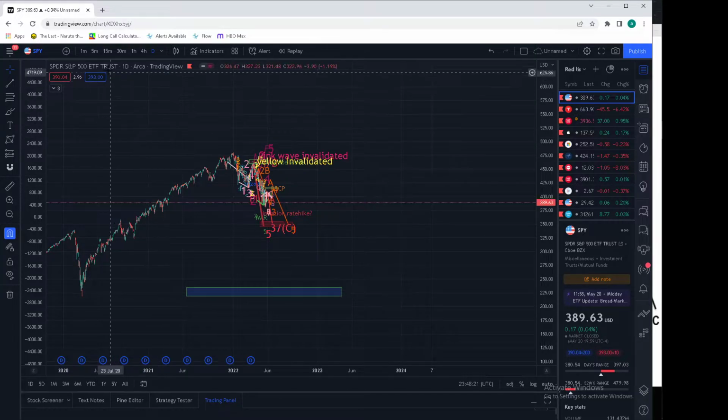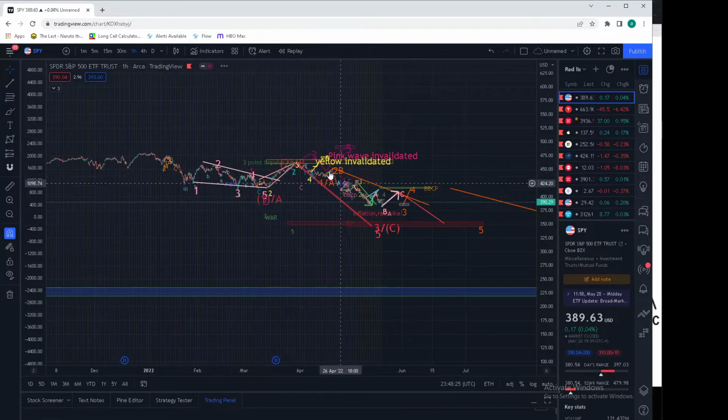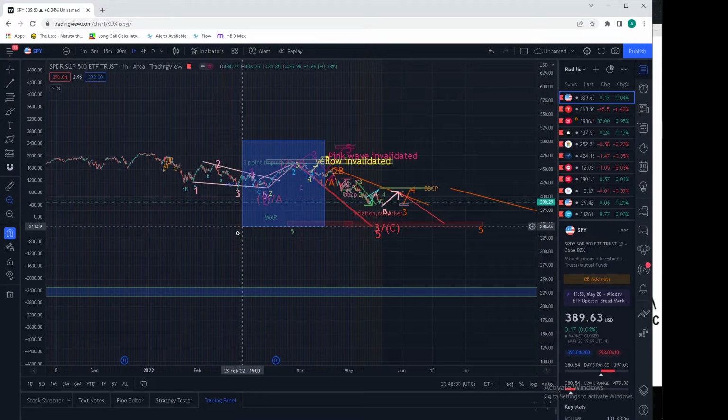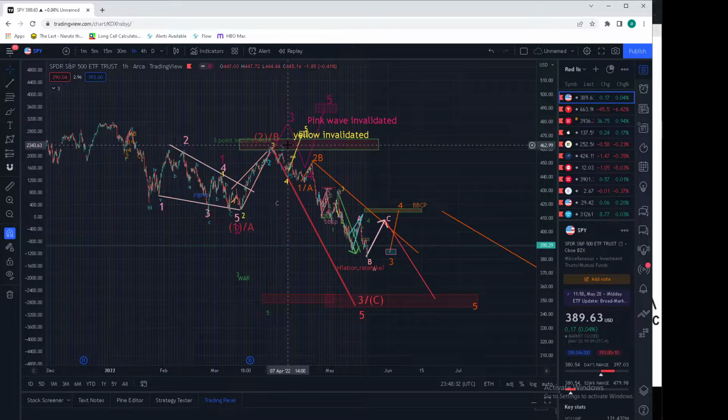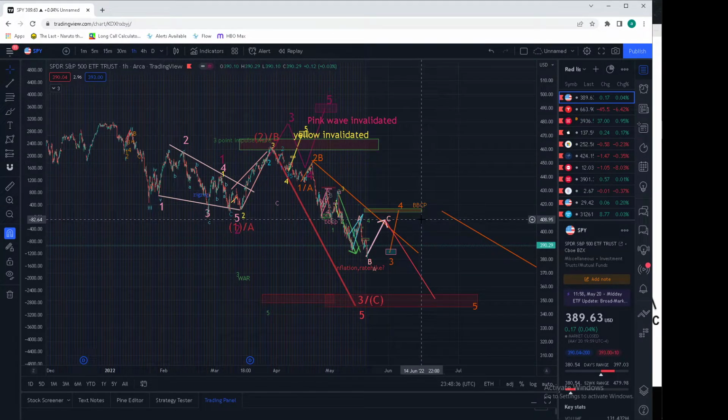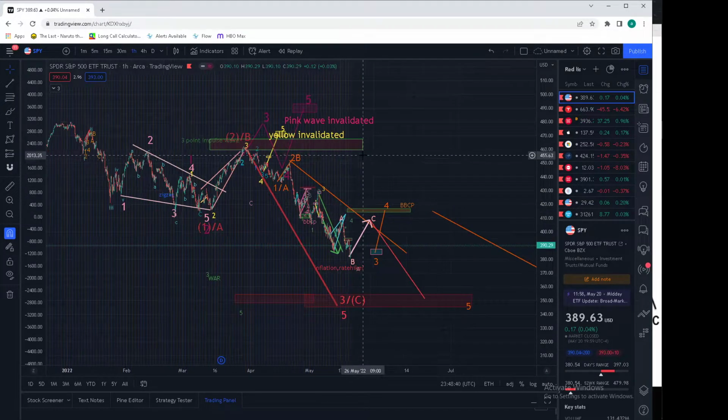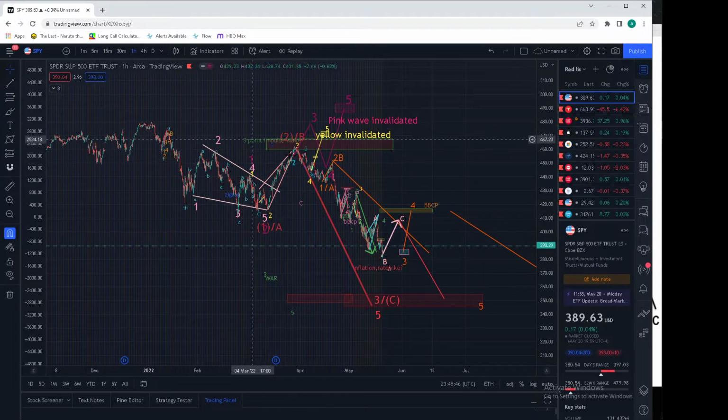And what really confirmed that thesis is getting rejected here at the 618 retrace, right? We shot a little bit above it, which is okay. If we had broken all-time highs, then I would have said the bullish thesis is completely out the window. But we got rejected at almost the perfect level to say, hey, that's a B wave, right?